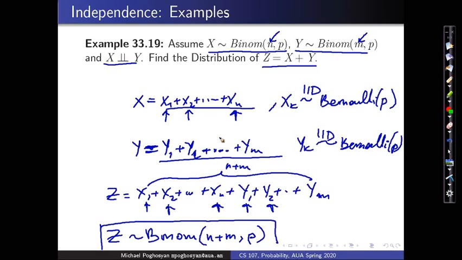This is the result, and you can prove that without passing to those Bernoulli random variables. You can prove that mathematically rigorously also by using the convolution formula for the PMF of a sum.